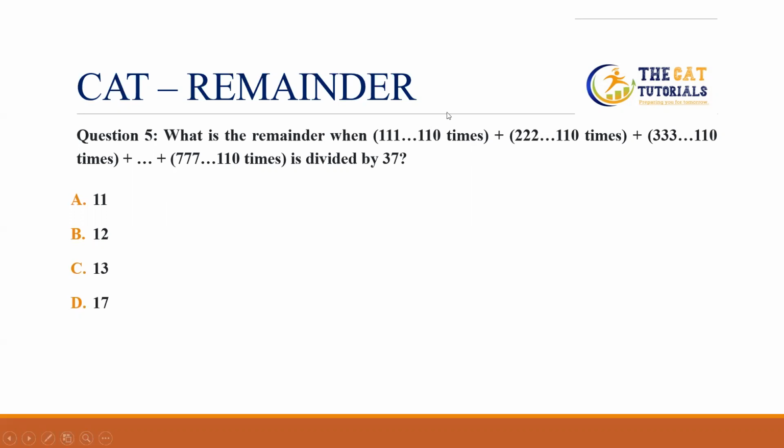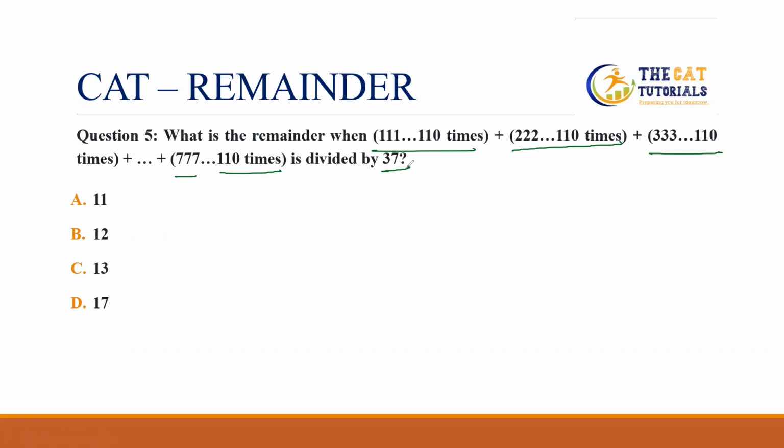The question is, what is the remainder when 111... up to 110 times, again 222... up to 110 times, 333... again up to 110 times, and so on up to 777... up to 110 times, is divided by 37? So students, how can you get the remainder of this?